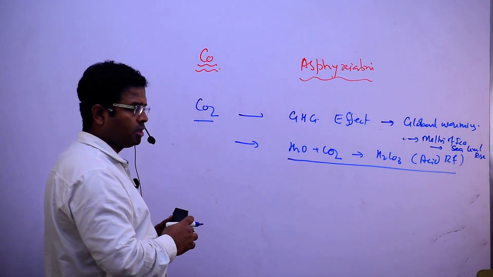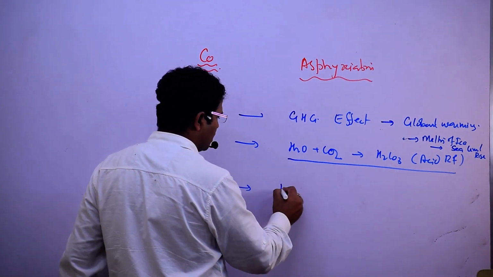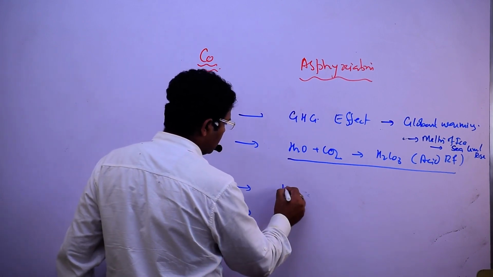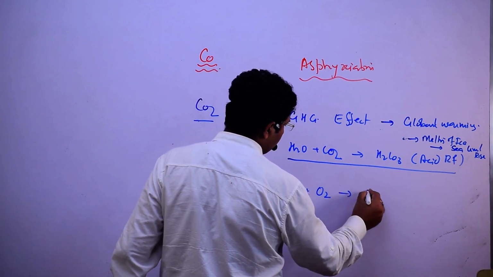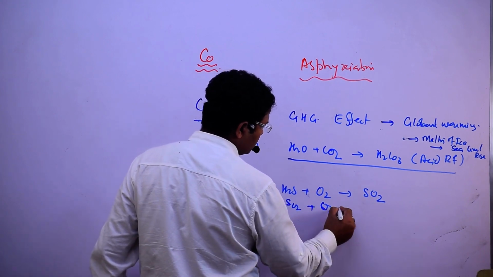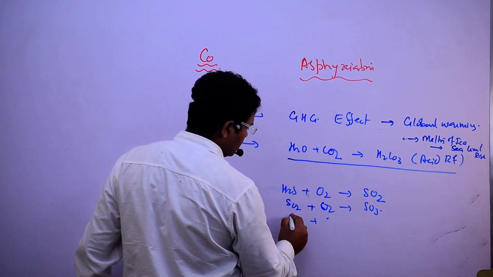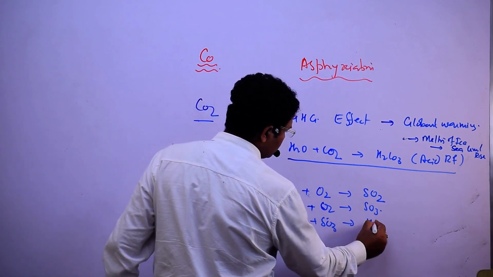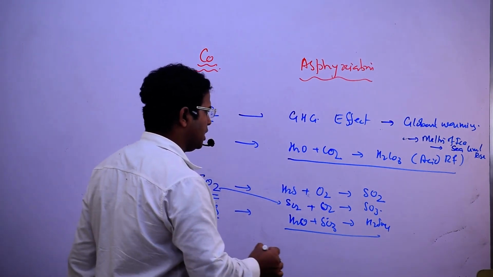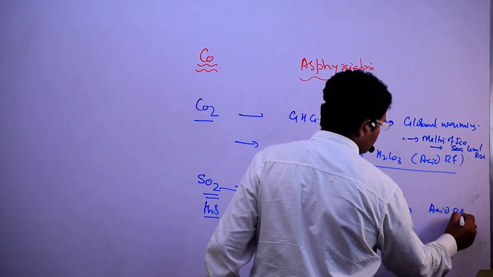Shall I remove this carbon dioxide? Another one is sulfur oxides. Sulfur oxide and H2S are oxidized, and then SO2 reacts with oxygen to give sulfur trioxide, and this reacts with water to give us sulfuric acid. In the same way, sulfur oxide from the second stage causes acid rainfall.